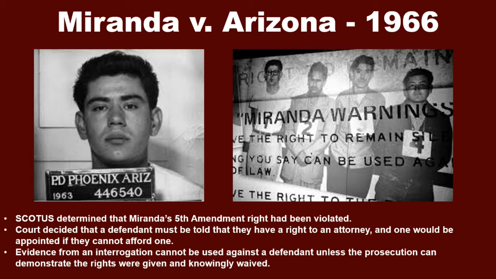So the Supreme Court of the United States, SCOTUS, determined that Miranda's Fifth Amendment right had been violated because he had not been given all the information necessary when he confessed to his crimes. So the court decided that a defendant must be told that they have a right to an attorney, and one would be appointed if they could not afford one. And then evidence from an interrogation cannot be used against a defendant unless the prosecution can demonstrate that these rights were given and knowingly waived. So this was a big.